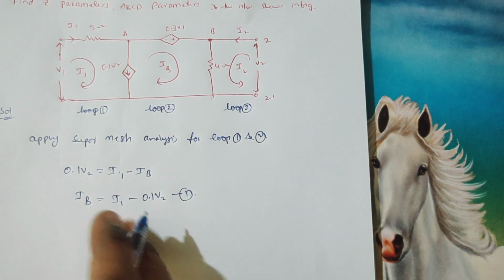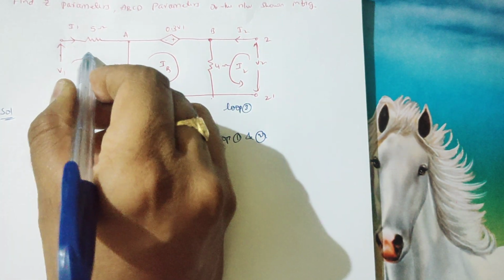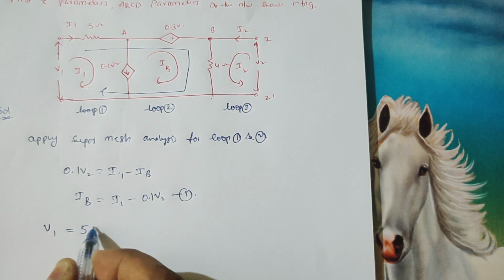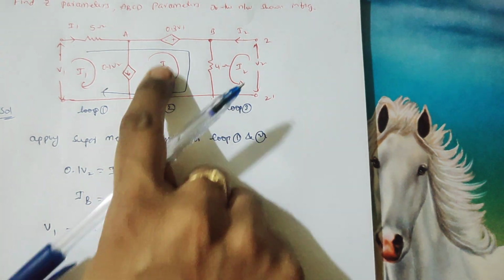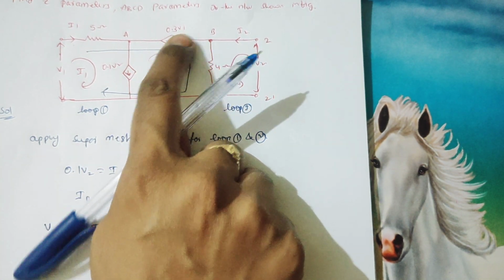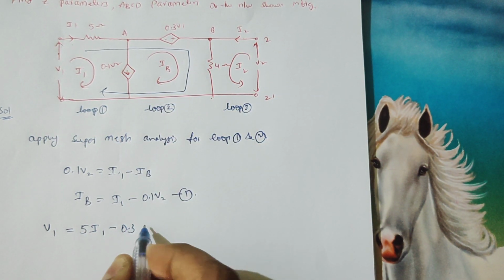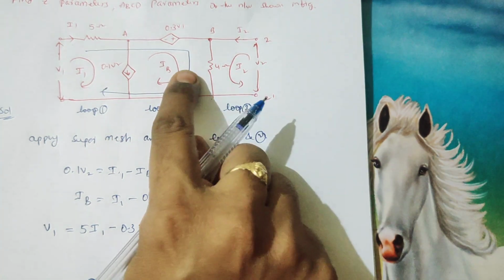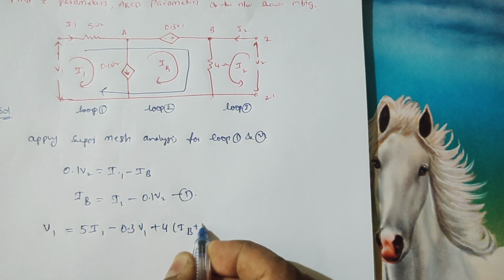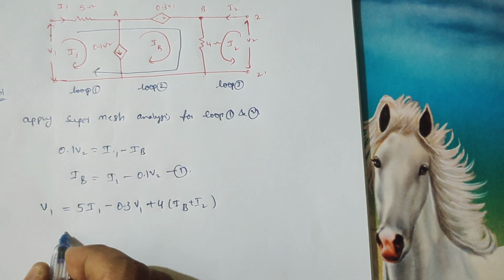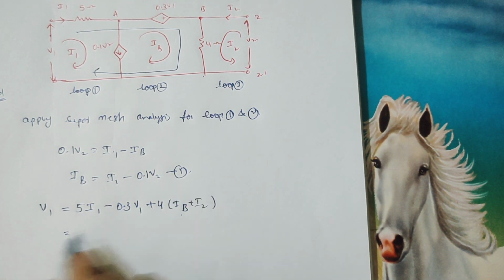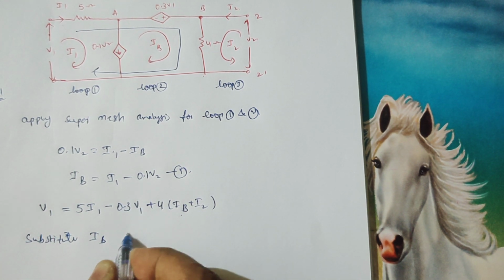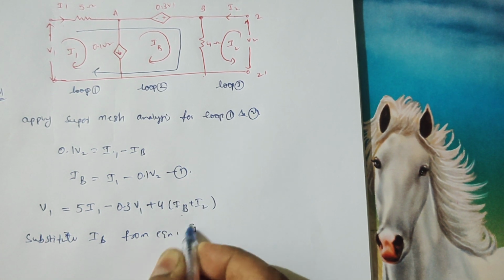Now apply a super mesh analysis. So when we apply super mesh analysis, this equation becomes V1 is equal to 5 of I1, again here minus 0.3 V1, because here it is minus 0.3 V1 voltage source, plus 4 into, so in this one IB and I2 are entering currents now, IB plus I2. Okay, now expand this value and also substitute IB from equation 1.